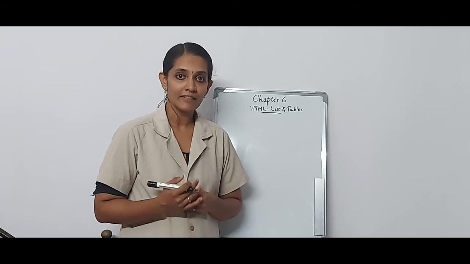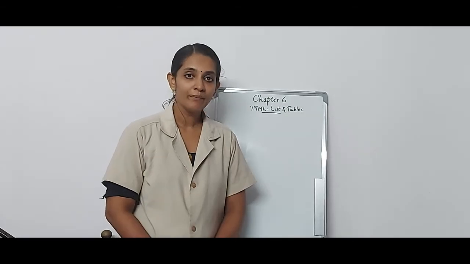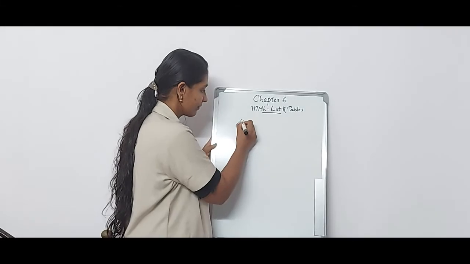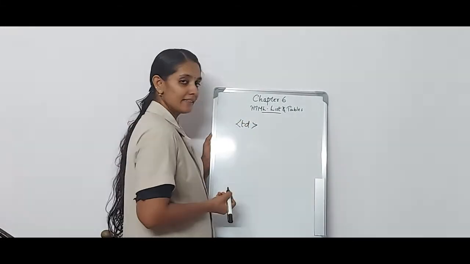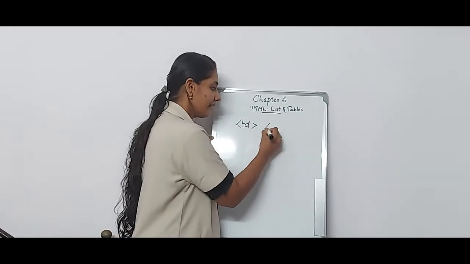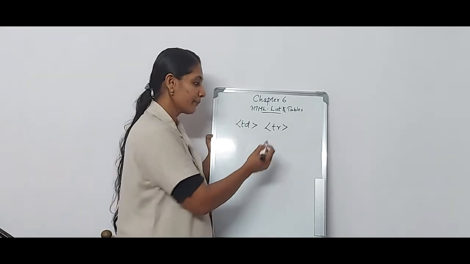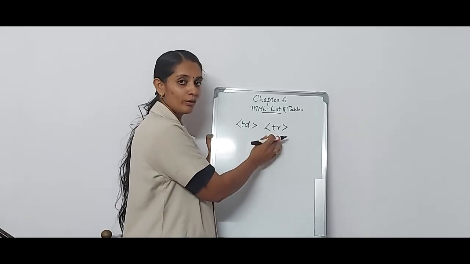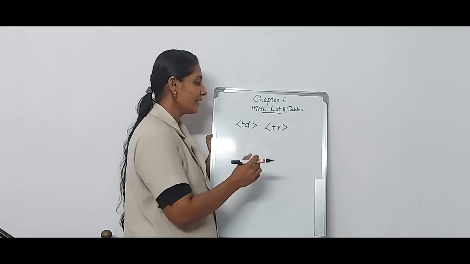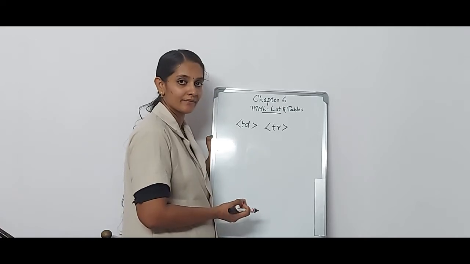So today we will discuss tr tag and td tags. Td means table data. We can represent td tag like this. Then next, tr means table row. We can represent table row using tr tag. Then let's discuss different attributes of td tag and tr tags.